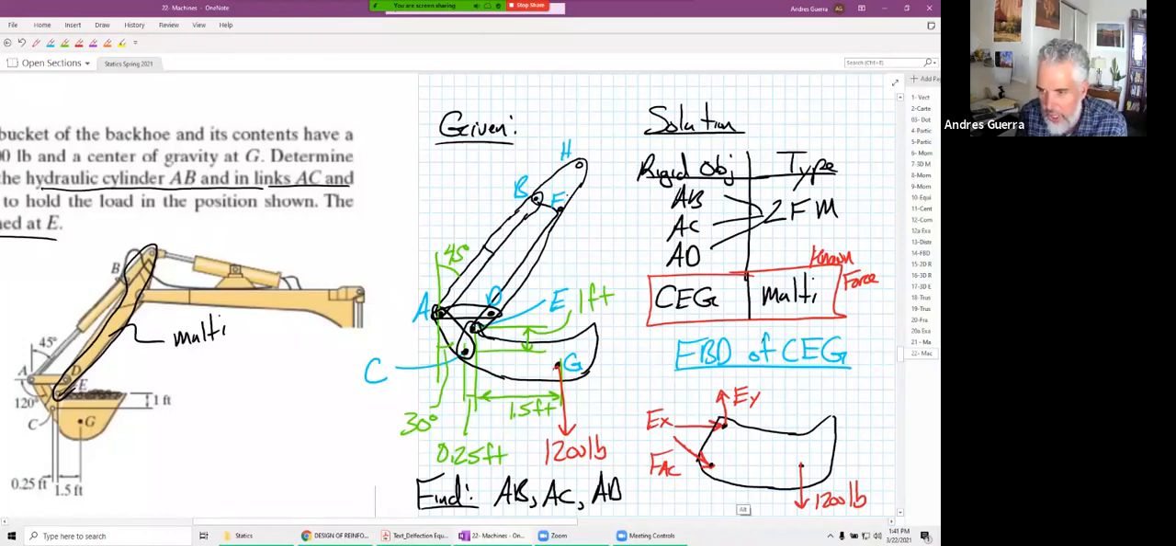Let's add our geometry here. We have a distance there to there. This distance right here is 0.25 feet, and this one right here was 1.5 feet. And then they gave us the vertical distance was equal to 1 foot.